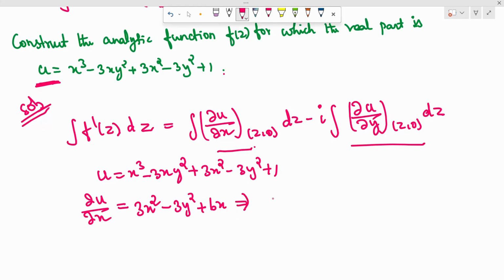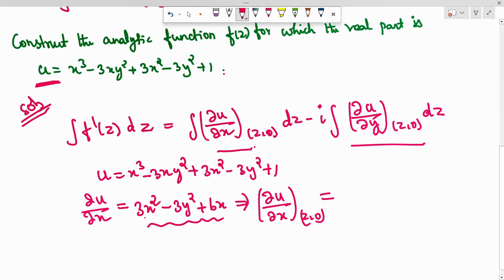From this we can easily calculate dou u by dou x of z comma 0, which means in this equation substitute x equal to z and y equal to 0. Okay, 3 into z square, minus 3y square means 0 because y is 0, plus 6z. Therefore 3z square plus 6z.